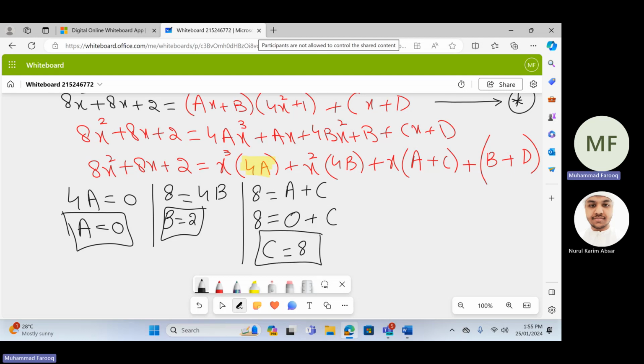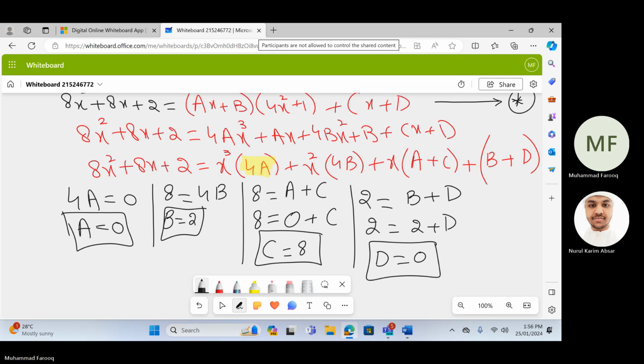I got A, B, C. What is left now? D. D is here, B plus D, which is the constant. Who is the constant on the other side? 2. So this side constant is 2. So 2 is equal to B plus D. Do we have the B value? Yes, it is also 2. So 2 is equal to 2 plus D. D, how much please? 0. So we have got A, B, C, D.